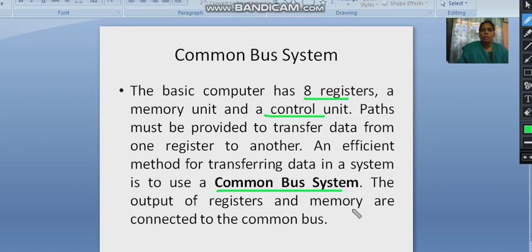The output of register and memory are connected to the common bus. So this is the concept for the common bus. Why are we using a common bus?